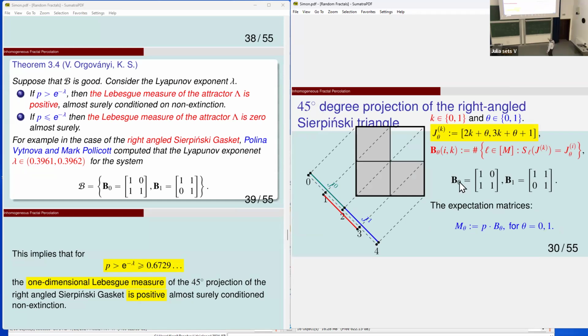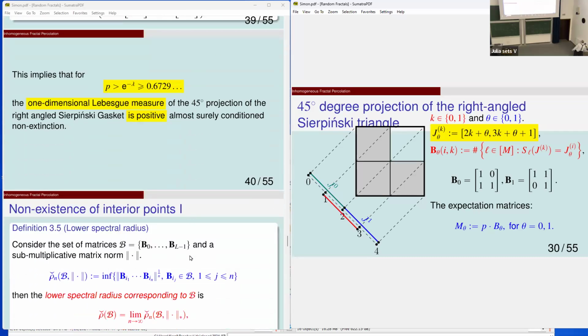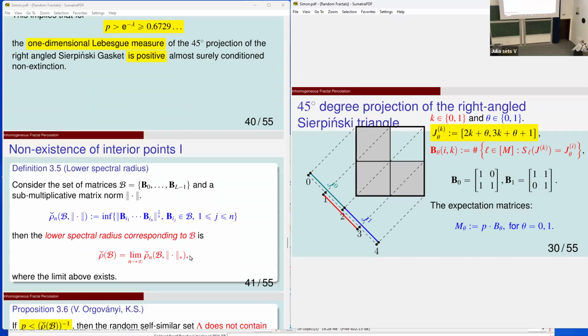And for this set of matrices, Mark and Polina were so nice that they computed for us the Lyapunov exponent in this interval, which means that if P is bigger than 0.6 whatever, then the measure is positive, almost surely conditional on non-extinction. Okay, and then what about the interior point?